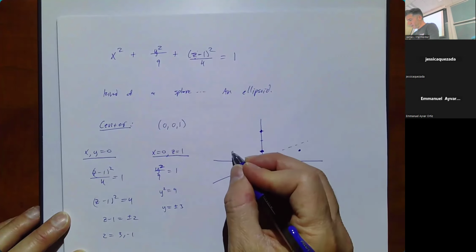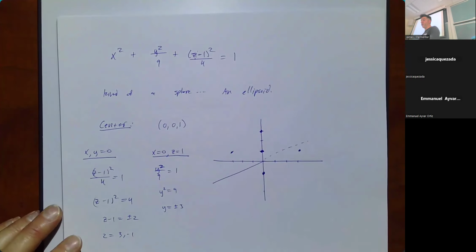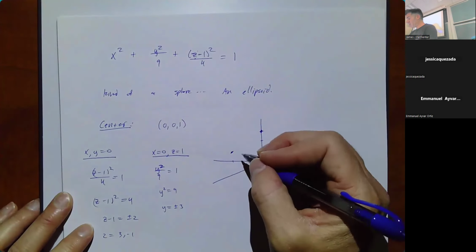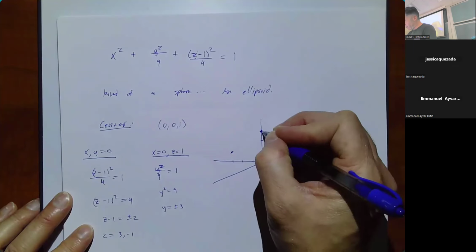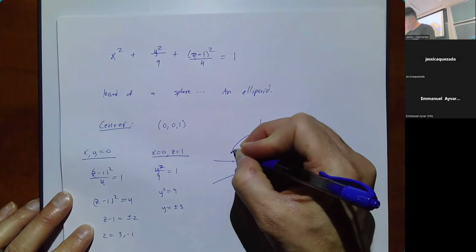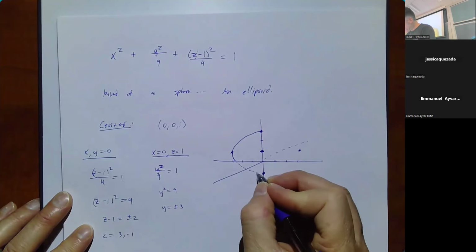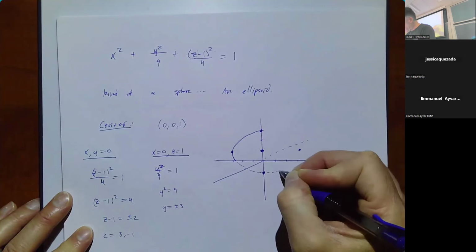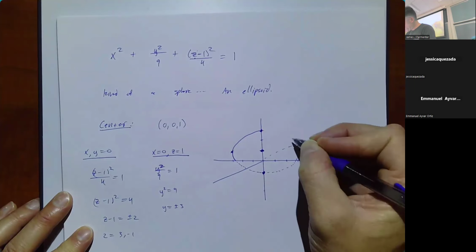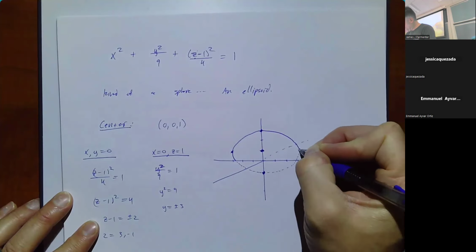And actually, I'm going to do myself a favor here, and I'm just going to draw this oval right now. So here's my oval in the YZ plane. Let's see how well I can draw an oval here. Pretty good. Not the worst thing I've ever drawn.